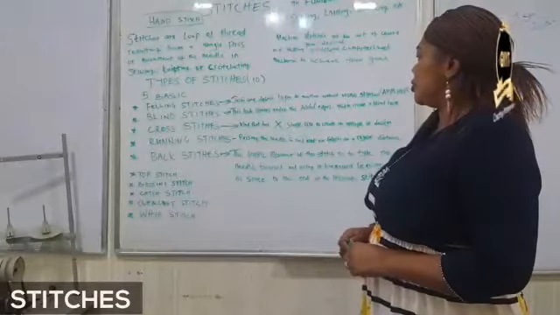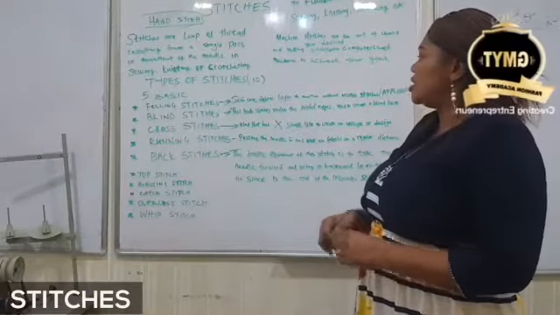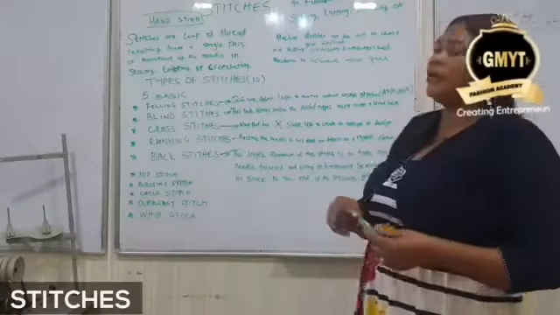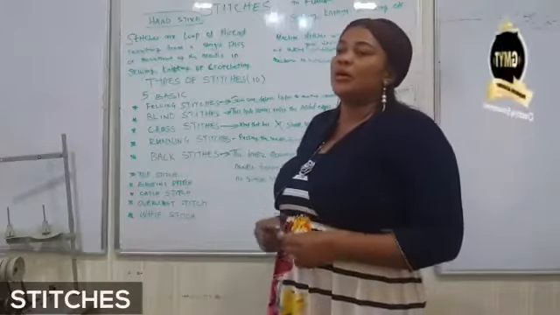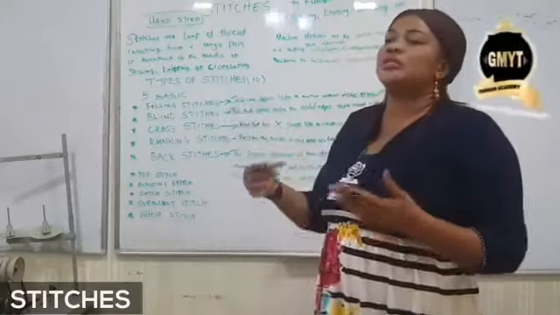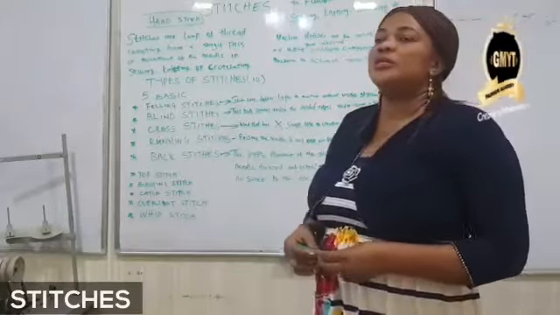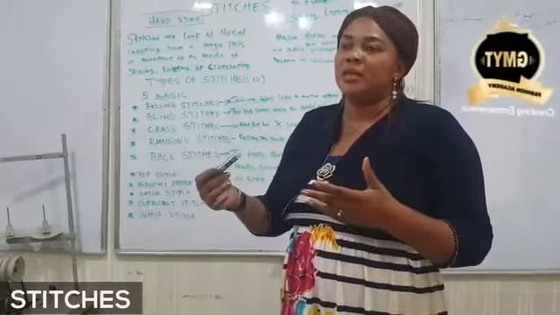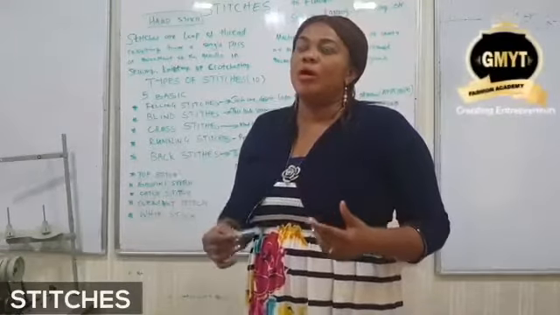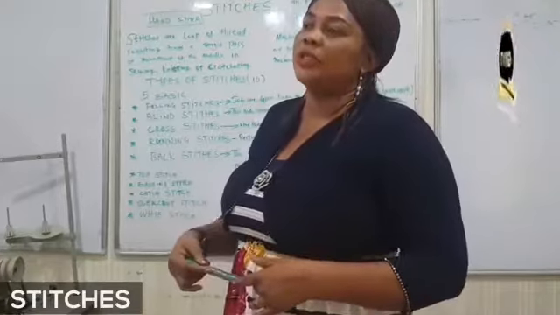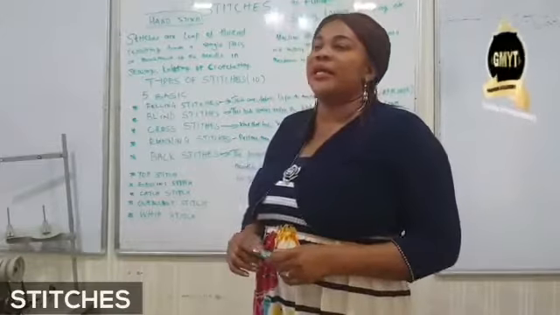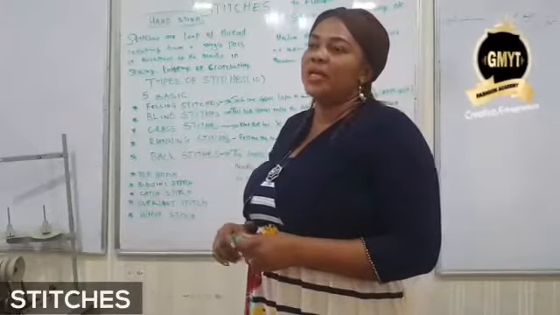Then we are going to running stitches. Running stitch is just passing the needle in and out of the fabric at a regular distance. And these distances are not constant. You can have a short distance, you can have a long distance. The use of running stitch is to make your gathers. If you want to make any gather, either at the chest or at your waist, so long as you want to make gathers, running stitch is the best for making gathers.